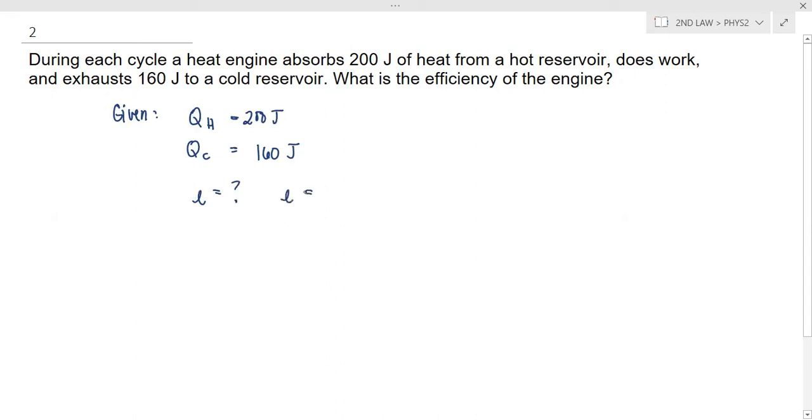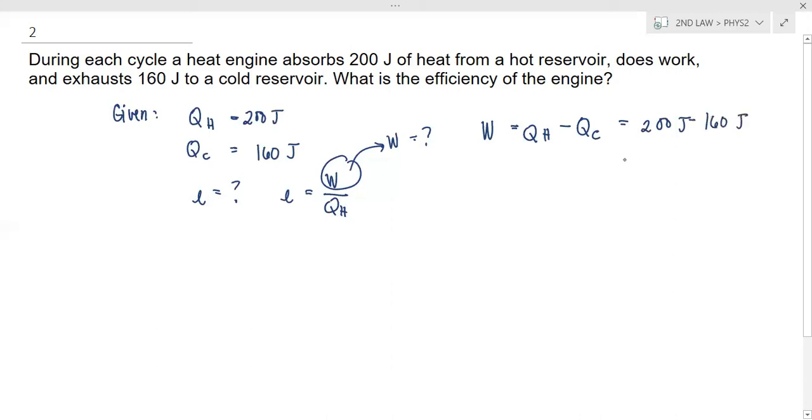Note that our efficiency is given with this formula, work divided by QH. We have no work given, so we have to look for the work. Since the formula for work is equal to QH minus QC, we will just subtract the two in order to obtain the value for work. So 200 joules minus 160 joules gives us 40 joules.